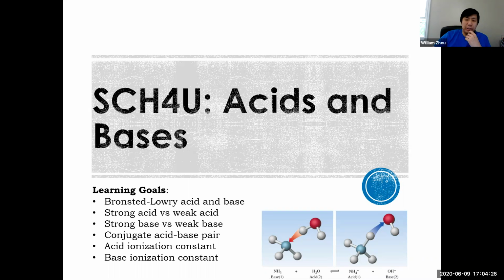then the difference between strong acid and weak acid versus strong base and weak base. And then an important concept called conjugate acid-base pair. And then finally, we're going to look at the K values, the K for acid and base equilibria.